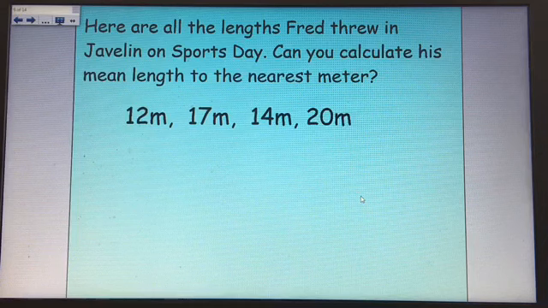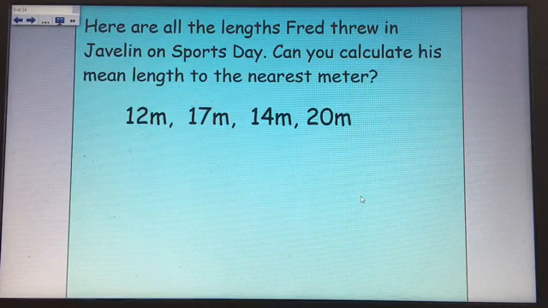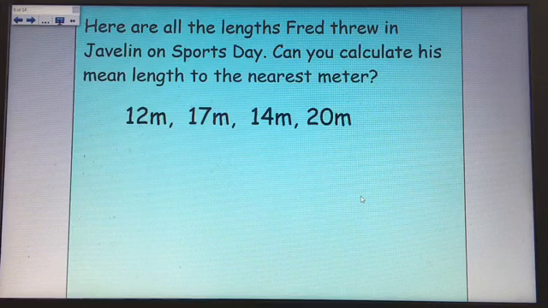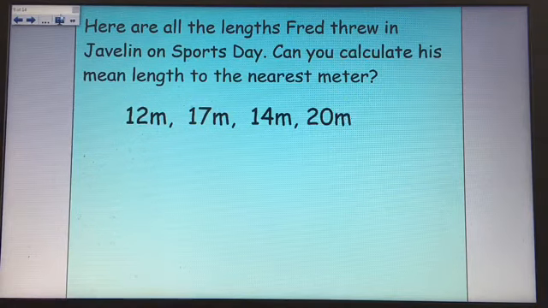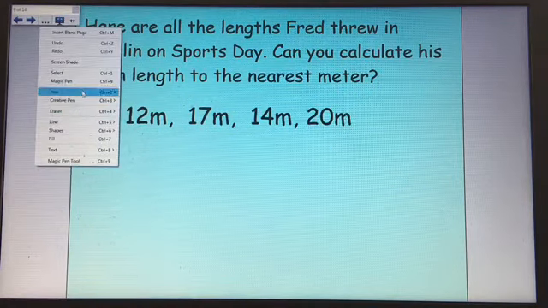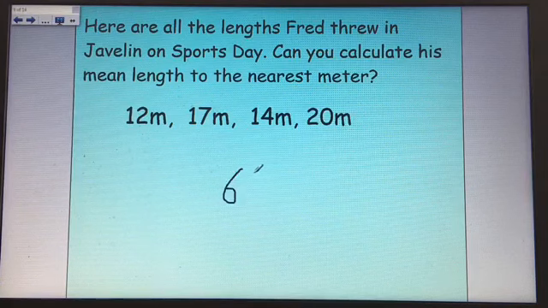So my first job is to add them all together. Now you might want to do a column addition for this, or some different strategies, but I'm just going to do it in my head for now. So if I was to add those, 20 add 17 is 37, add 14 is 51, add 12 is 63. So if I add them all together, it makes 63, and I need to divide 63 by 4. So here we go. So we're going to put 63 inside my bus stop.